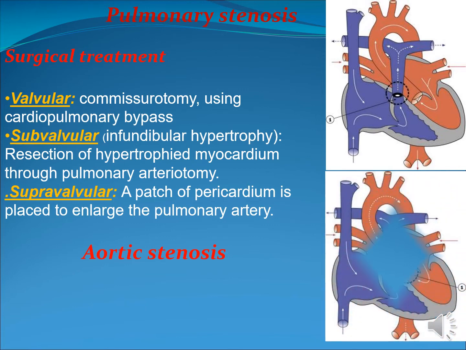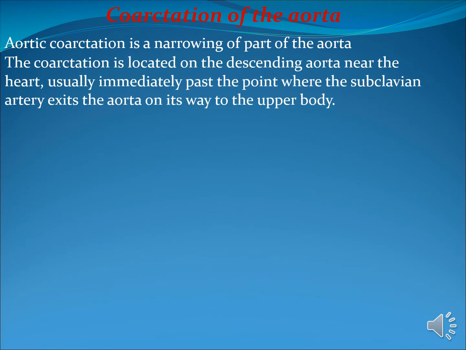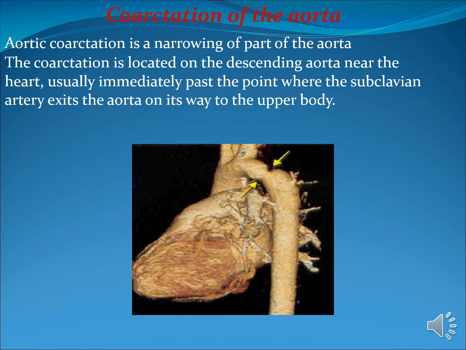Aortic stenosis. Coarctation of the aorta. Aortic coarctation is narrowing of a part of the aorta. The coarctation is located on the descending aorta near the heart, usually immediately past the point where the subclavian artery exits the aorta on its way to the upper body. Such picture showing coarctation of the aorta and narrowing of part of the aorta.